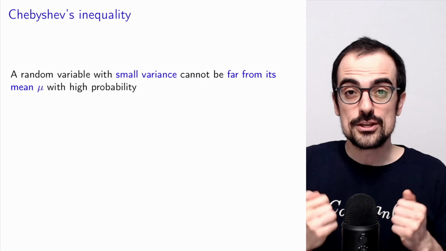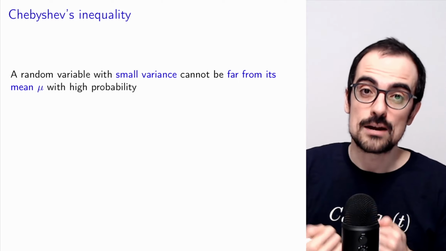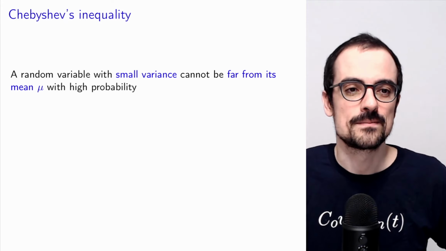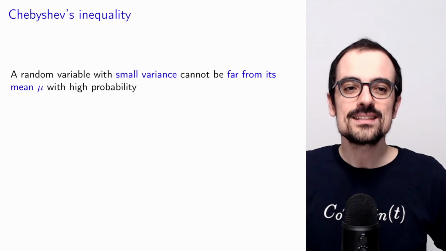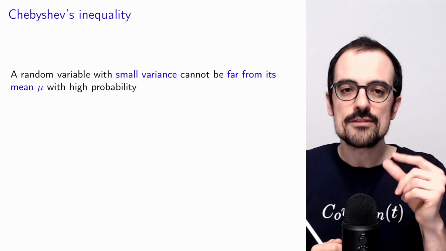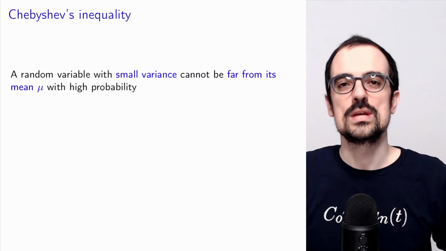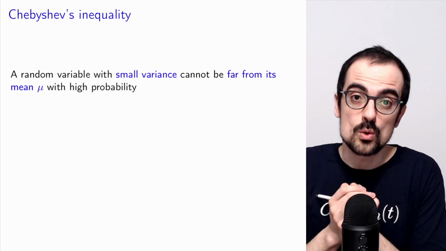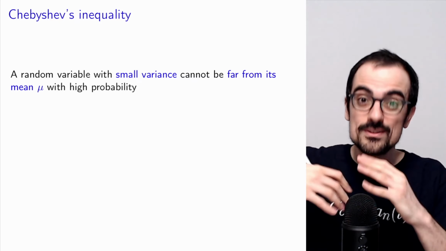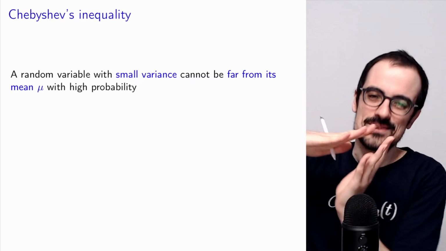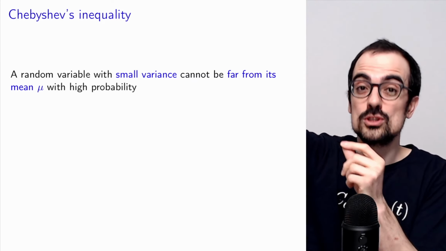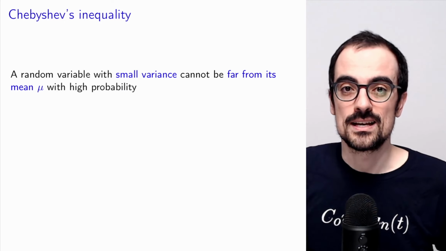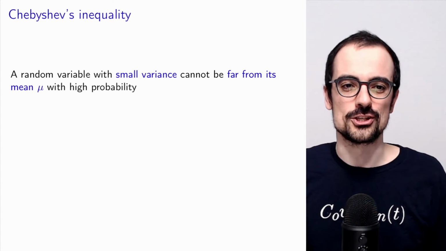So it turns out that we can use Markov's inequality to prove a related inequality that is very useful for the analysis of statistical estimators. This is Chebyshev's inequality. It states that when a random variable has small variance, it cannot be far from its mean with high probability, which makes a lot of sense because what is the variance? The variance is the mean of the squared deviation of the random variable from its mean. So if that variance is really small, then the random variable cannot be far from the mean with high probability because that would make the variance larger. That is the intuition here.